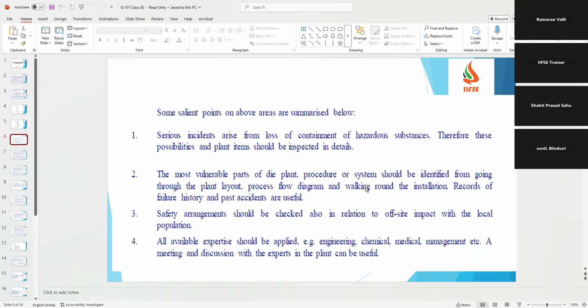Now, to summarize, we'll see the flow chart or the list of areas we need to inspect, through these few points. Serious accidents arise from the loss of containment of hazardous substances. Therefore, these possibilities and the plant items should be inspected in detail. So wherever there is a chance of loss of containment of hazardous substances, which leads to serious accidents, we have to inspect those areas in detail.